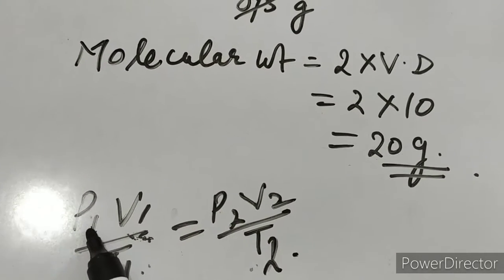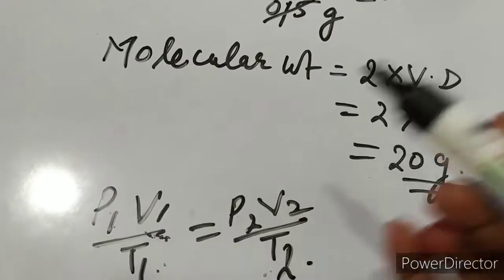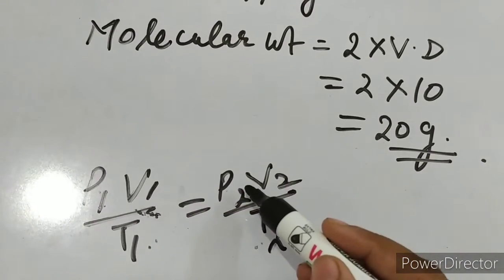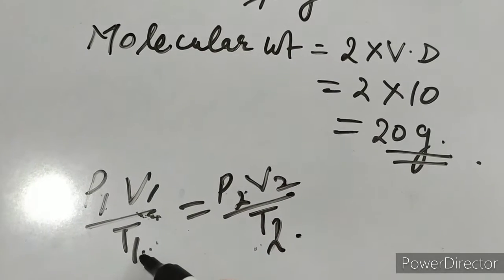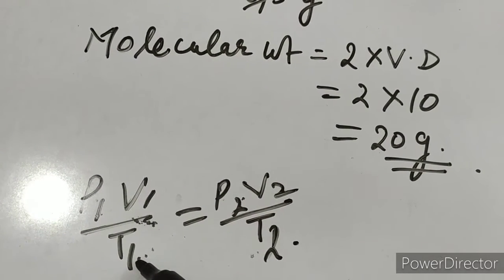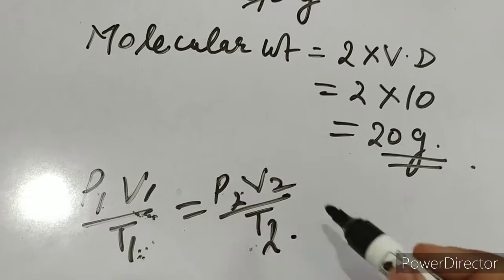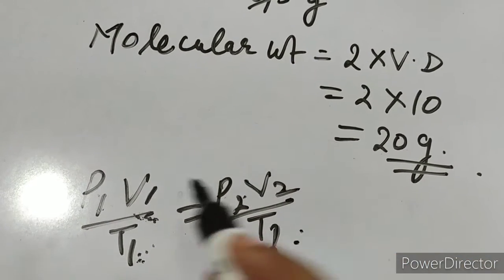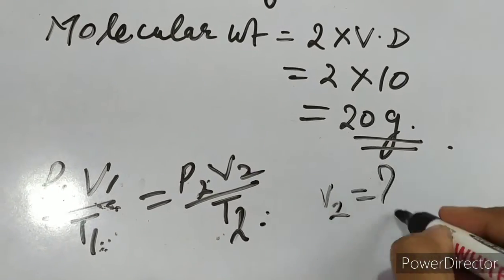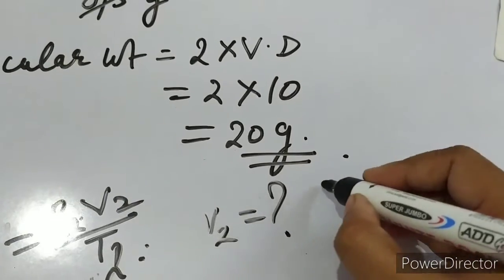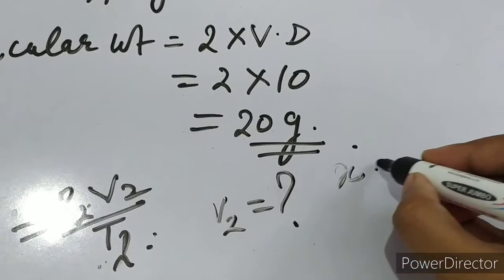Here it is given 1520 mm. Here you can take 760 mm. Here it is given 17 degrees Celsius, so you will convert it by adding 273. It will become 290 K, and here you will get 273 K. The first volume has been given. The other volume we will calculate; you will get V2 from here. Suppose you get the volume as X ml.